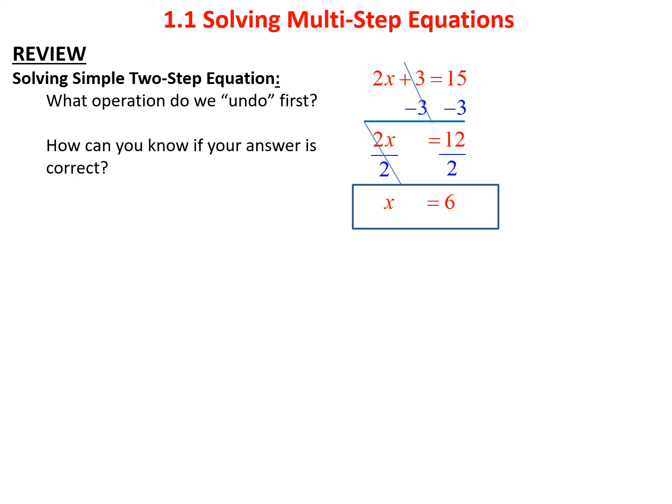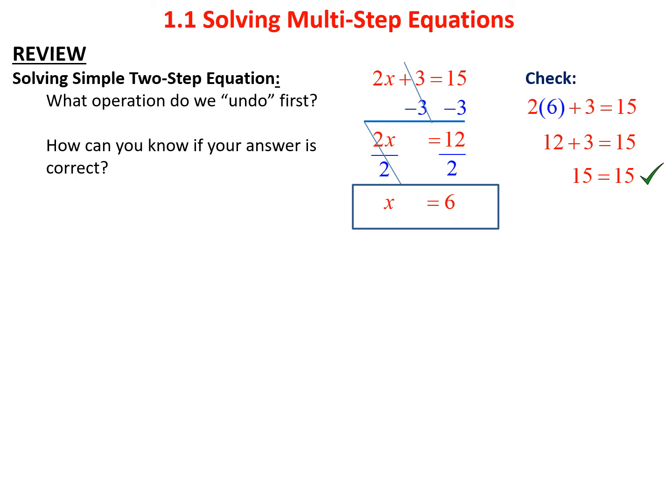How can I know if this answer is correct? I can check it out. I can plug it back in and see if it works. 2 times 6 plus 3, that's 12 plus 3 is 15. 15 equals 15. I got it right. So that's doing a two-step equation.